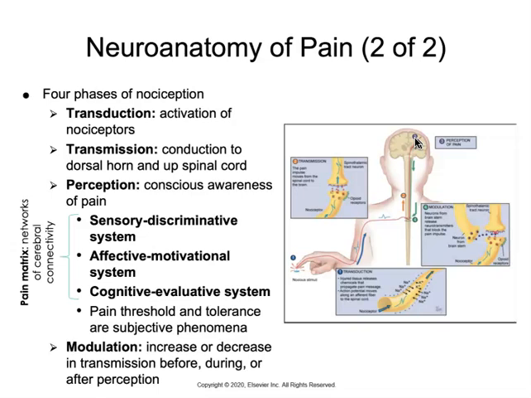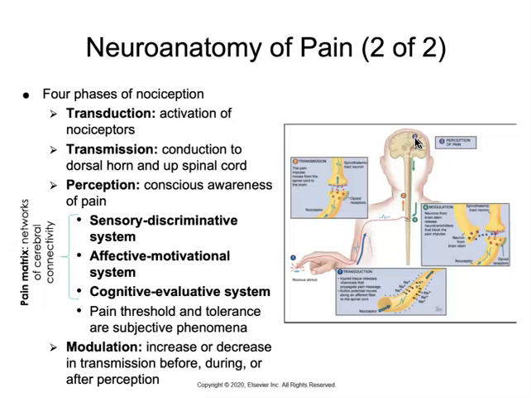And then we have our affective motivational system, and this determines a person's conditioned avoidance behaviors and their emotional responses to pain. So it'll be mediated through our reticular formation, where we're getting those sensory inputs, our limbic system, so there's that emotional part, and our brainstem.